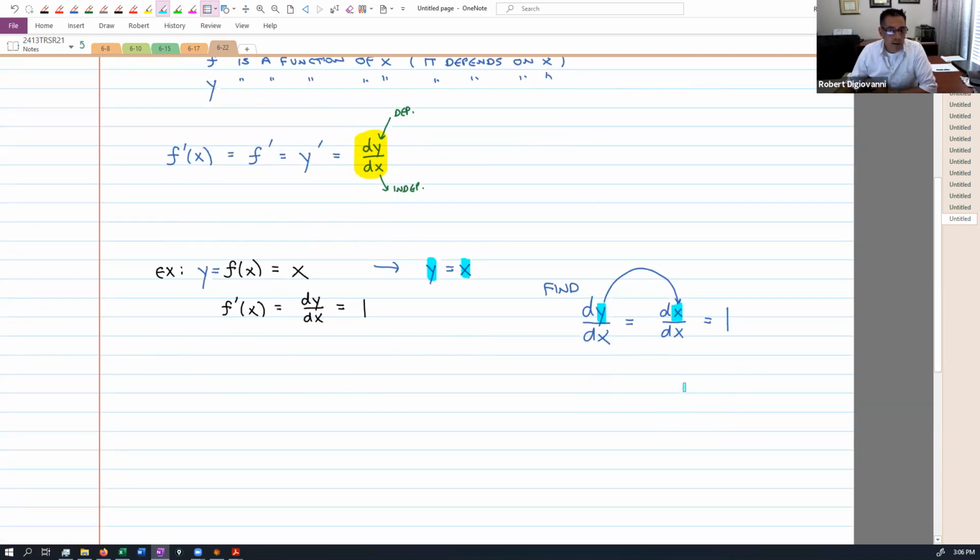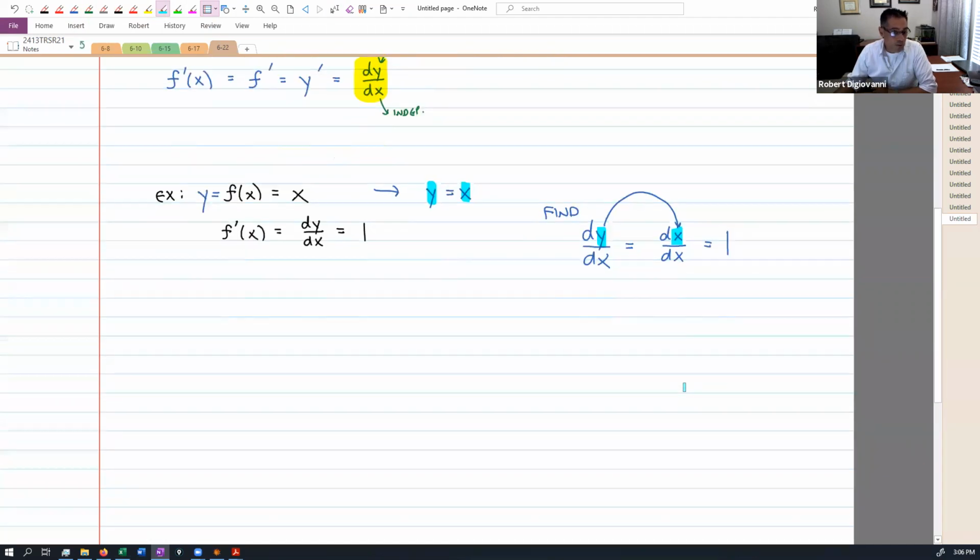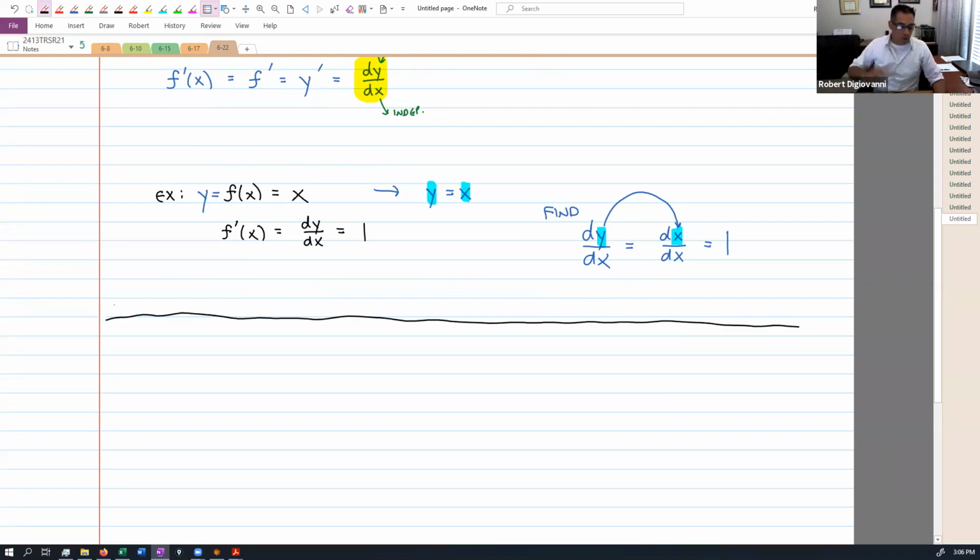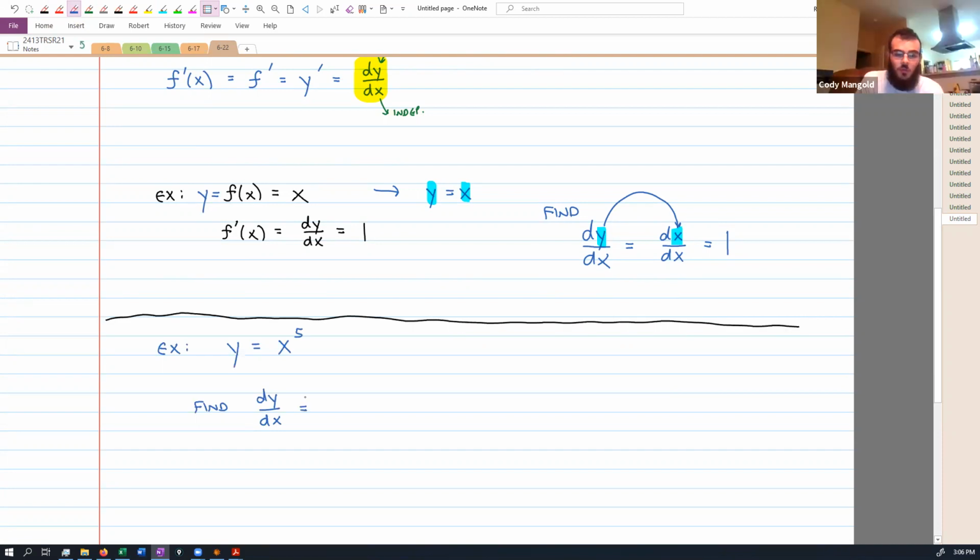So let me present a different problem to you. I'm going to point something out that I know you probably never thought about this way. Let me give you an example where y is equal to, let's say, x to the 5th power. If I ask you to find dy dx, those are the instructions, what would you tell me the answer is? 5x to the 4th, right? That's everyone, power rule, power comes down. I do not disagree. The answer here is 5x to the 4th.